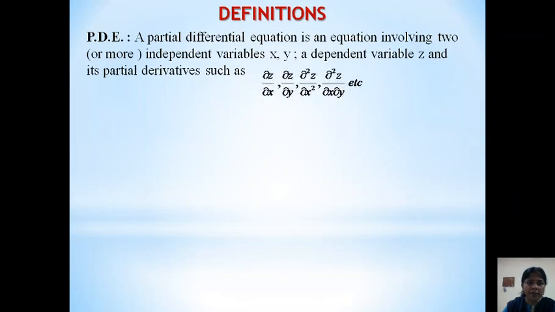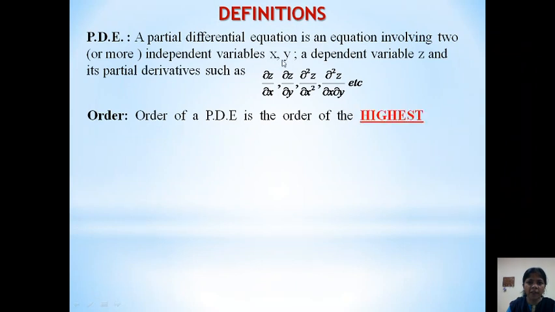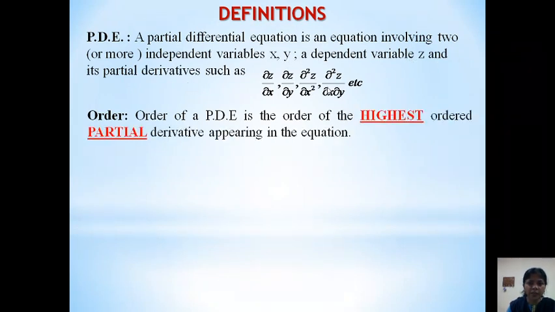A partial differential equation is an equation involving two or more independent variables. I am taking independent variables as x and y and a dependent variable z with its partial derivatives. Now what is meant by order? The order of a partial differential equation is the order of the highest order partial derivative appearing in the equation.